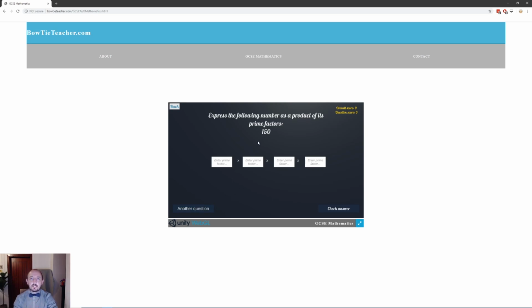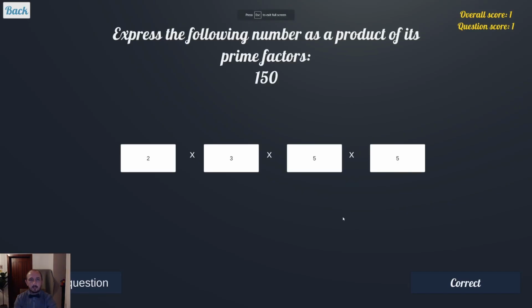150, you would do your cherry trees, you break it down to 75, 3, 25, 5, and 5. So we would do 2 times 3 times 5 times 5, and you can check your answer and see that that's correct. I might just maximize that so you can see it a bit better. And you can keep practicing these as much as you like. Okay? 60 is 2 times 30, so 30 is 2 times 15, 15 is 3, and 5. So you're starting to see how to do these.